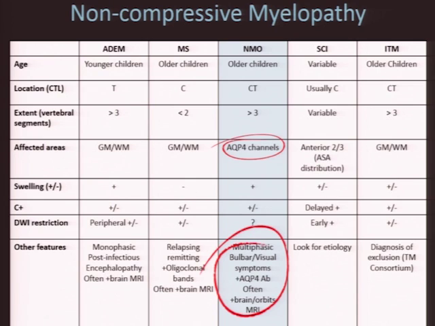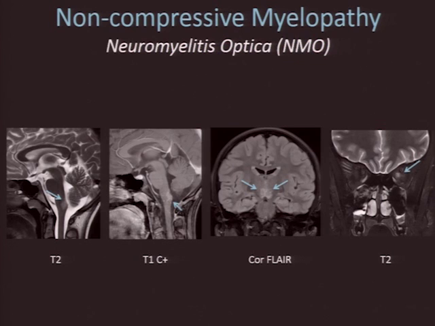So looking at the discriminators, the affected areas in the brain and in the spine are going to be along these aquaporin 4 channels. These are channels that regulate the homeostasis of water in the parenchyma. The body can develop autoantibodies to these channels, and so you'll see the signal abnormalities in a characteristic distribution, which I'll show you. NMO is a multiphasic disease. It is often characterized by bulbar and visual symptoms, and so we need to look at the brain and orbits.